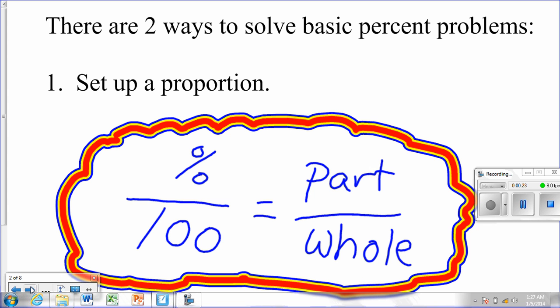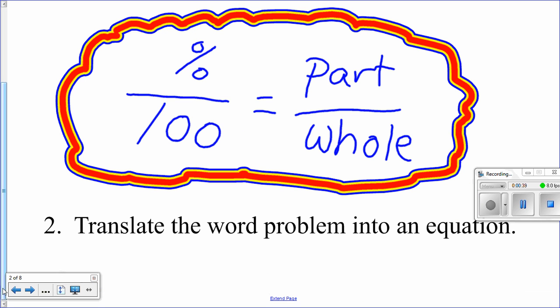The percentage amount is always going to go over 100 because remember, percents compare things to 100, and it's going to be equal to the part of what you're looking at over the whole amount. And that'll be more clear when we look at some examples. The second way is to translate the word problem into an equation. It doesn't matter to me which way you do it. What I want you to do is pick a way that works best for you and stick with it.